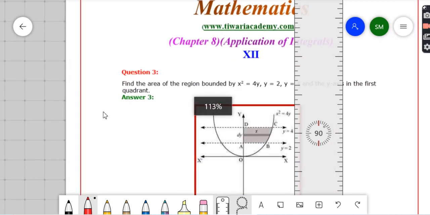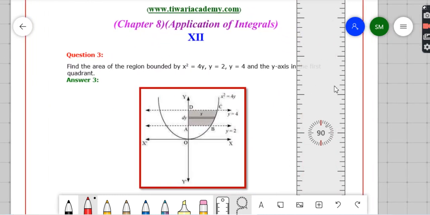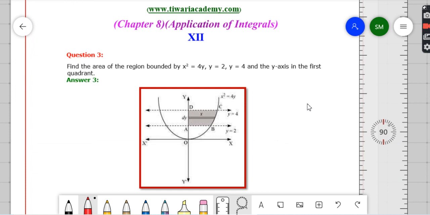This time you can see my parabola is in the x square equal to 4y form. Alright, this is also a parabola. This time it will be x square equal to 4y. So it will form like this, x square equal to 4y, as I shown in the figure. This is the standard format, so no need to explain more.